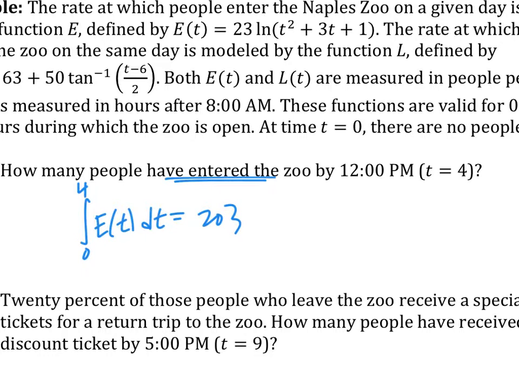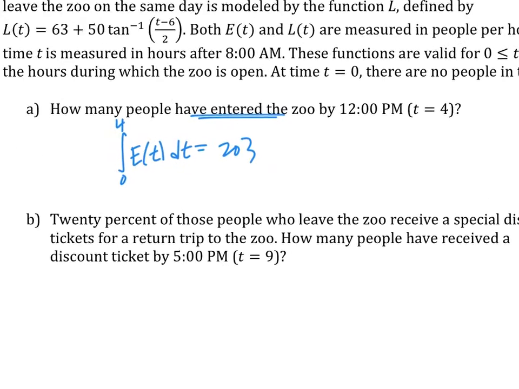All right, the first part just says how many people have entered the zoo by 12 p.m., which is t equals 4. So what you want to do is just integrate. So the answer is 203.